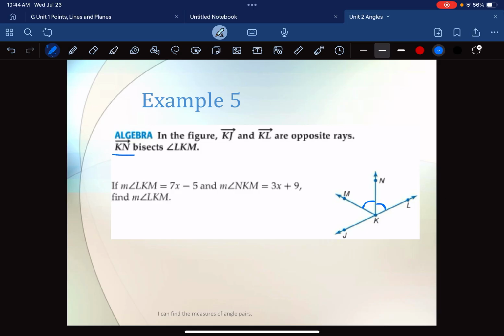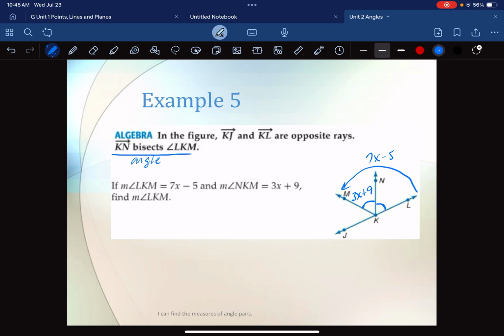So the fact that KN bisects, we remember that an angle bisector cuts an angle in half. So LKM has been cut into two equal pieces, and it's these two right here. Okay? So then we know that LKM, that's this entire thing, is 7x minus 5. And then NKM is 3x plus 9. Well, they want you to find the measure of LKM. Well, what else do we know in the drawing?